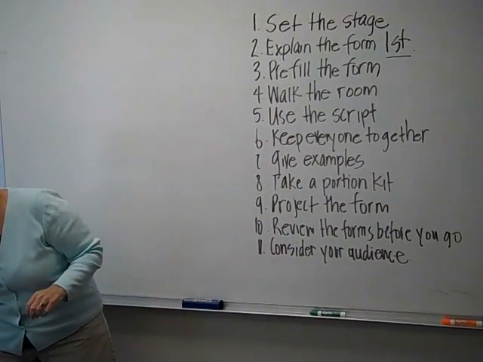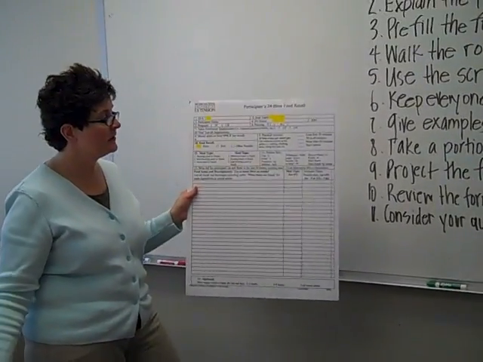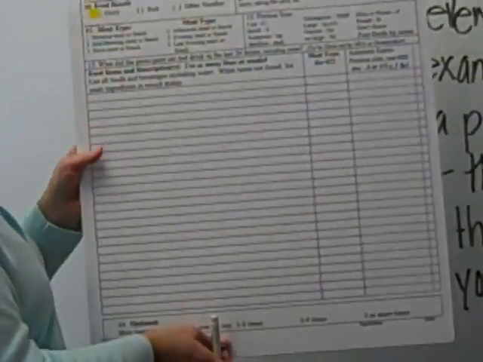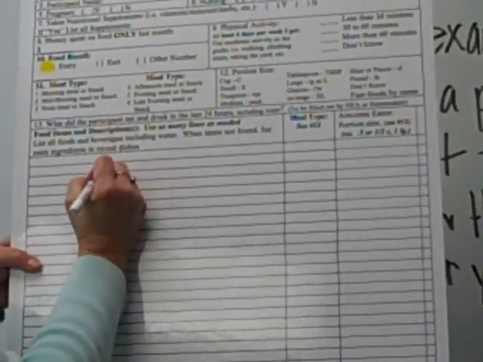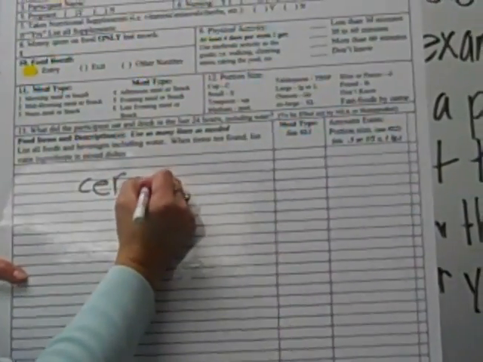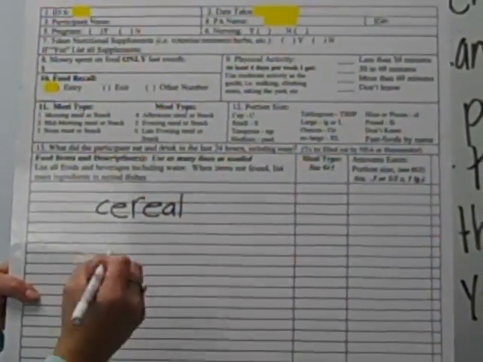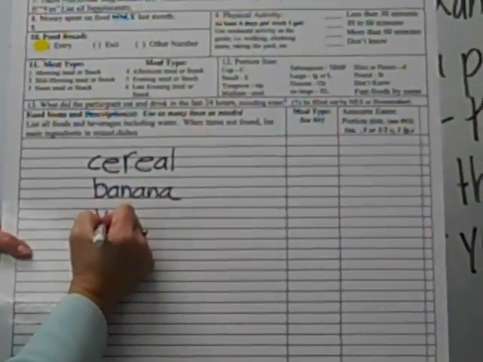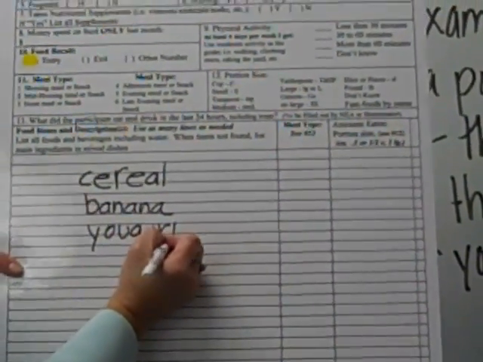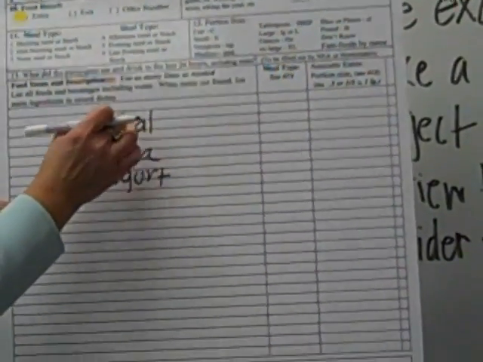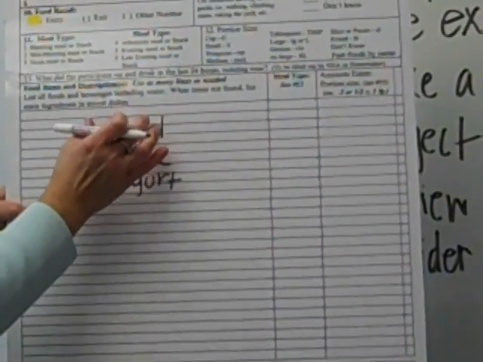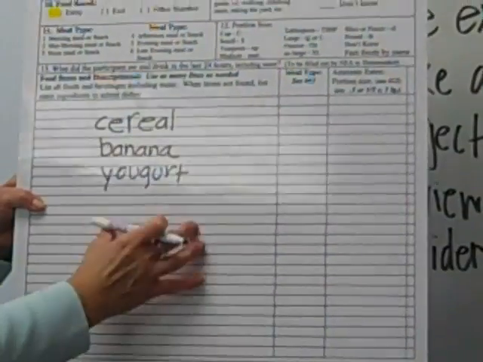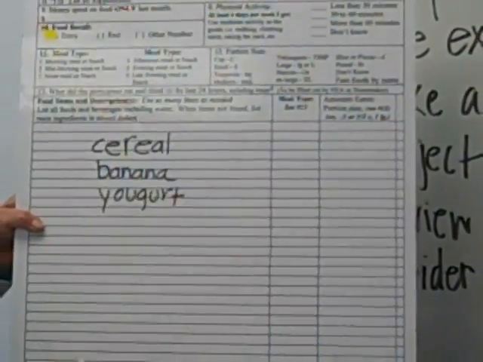Give examples. The poster that we have has a dry erase marker surface on it. So as I give examples, I can say, okay, when I'm thinking about yesterday, what did I have? I had cereal, and I had a banana, and I had a yogurt. So I'm demonstrating for them that I'm writing one food per line. I'm writing no notes in here. I'm writing no numbers in here, and that's all I'm writing.